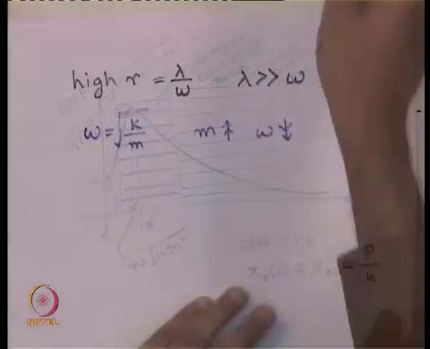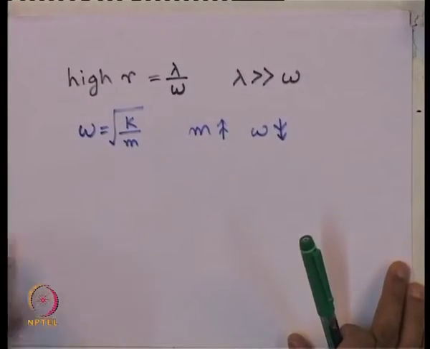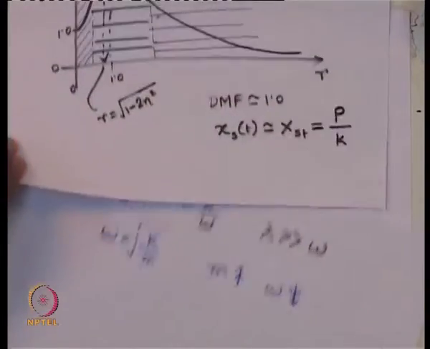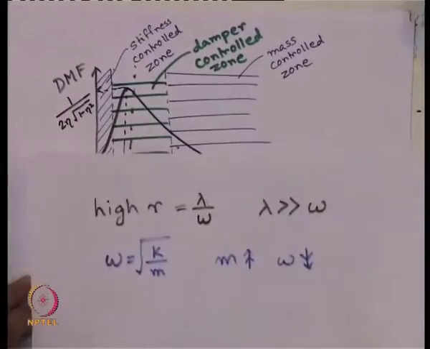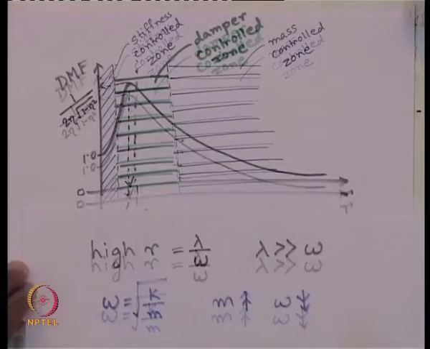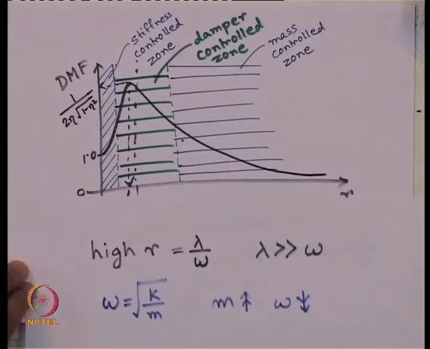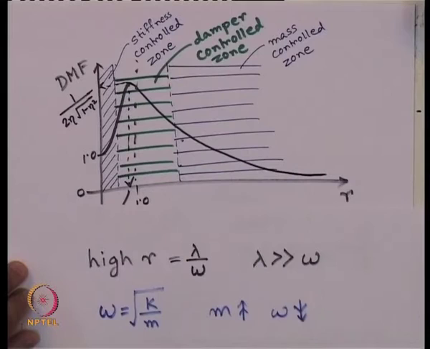Now, coming back to the mass controlled zone, let me give you the physical significance of the mass controlled zone. Let me keep this picture as well and this expression. So, for the mass controlled zone, as I said, for a high value of R, I need lambda to be very much higher than the natural frequency omega, and for getting a very low value of omega, we have to increase the mass.